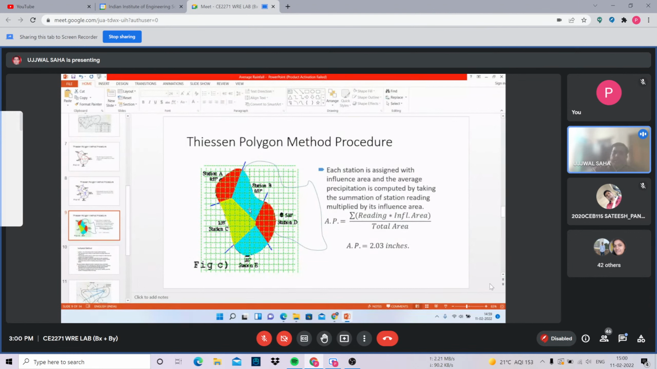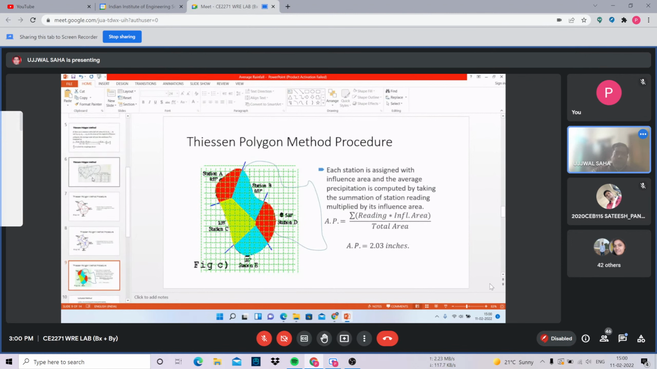So after this, I have delineated my catchment. I have got what rain gauge stations are inside or just outside my catchment, and what the rainfall value of each station is. Now I will draw the Thiessen polygon.